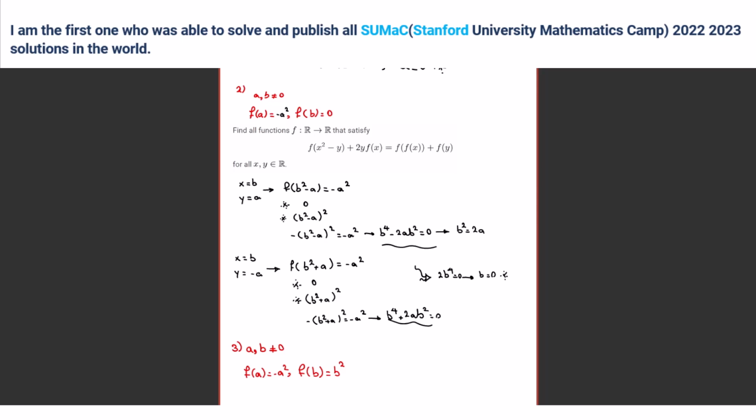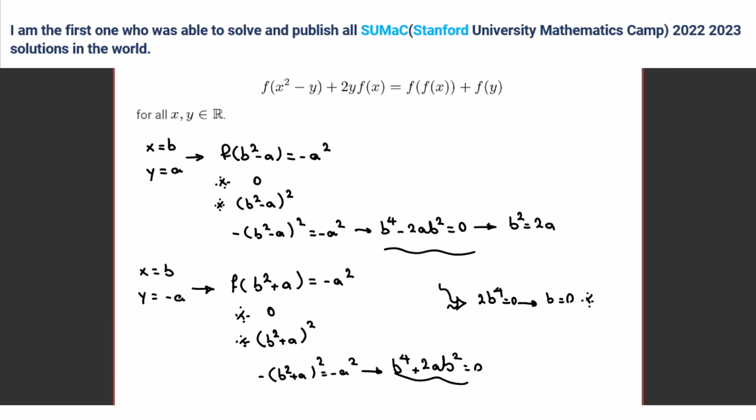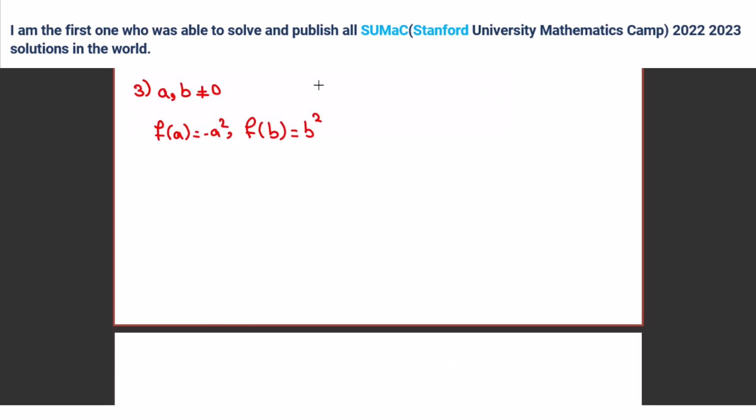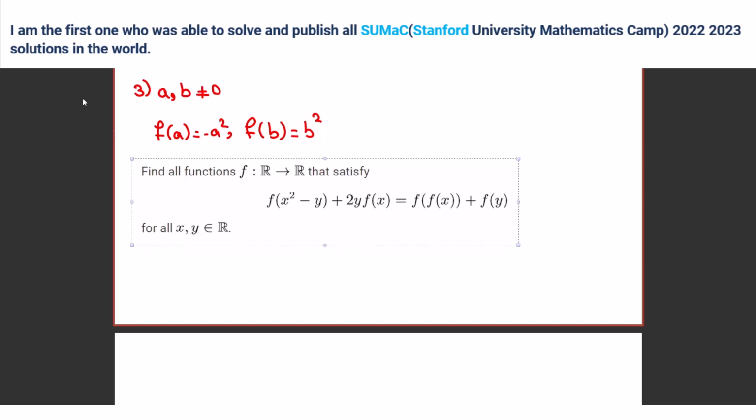So let's replace it. Let's copy the main equation. We can replace x and y with what? x with a, y with b. Yes. Then we can write f of a squared minus b, plus 2b f of a, then what? Minus, equals f of a plus f of b.